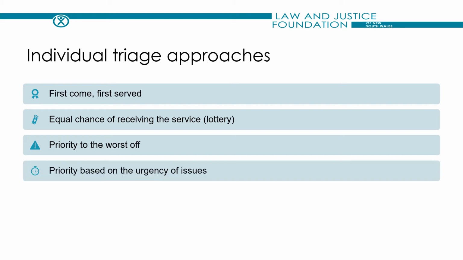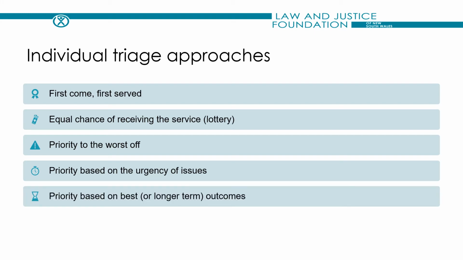Priority based on urgency. This is an emergency room model. This preferences those that are in urgent need at time of allocation over those who will be worse off over a lifetime. An example may be that duty lawyer services may consider urgency over severity.